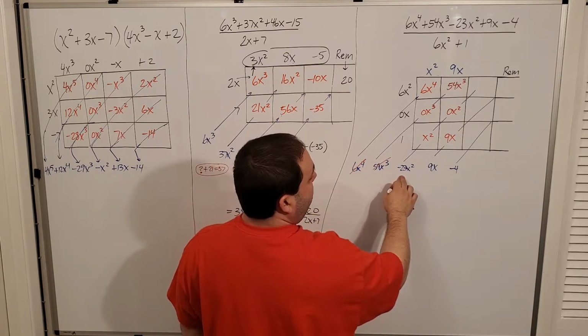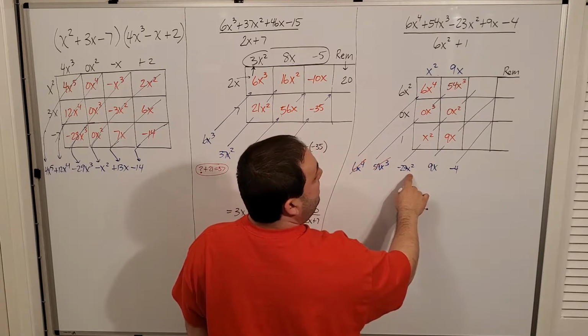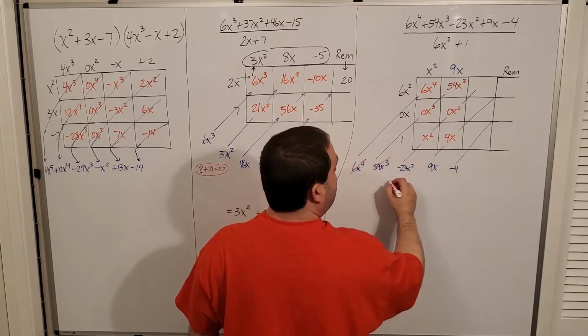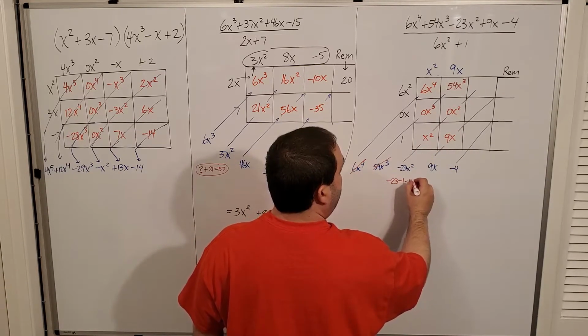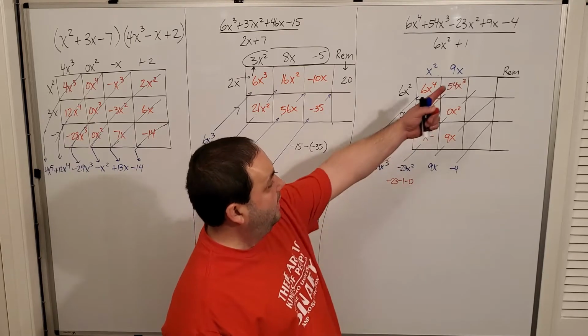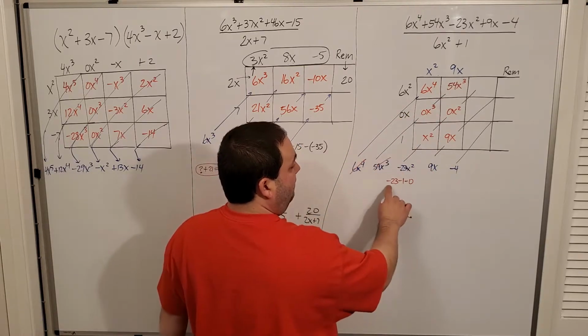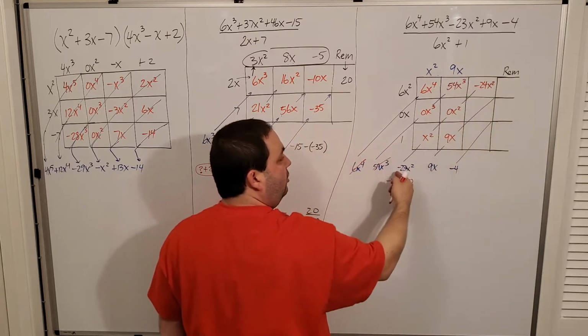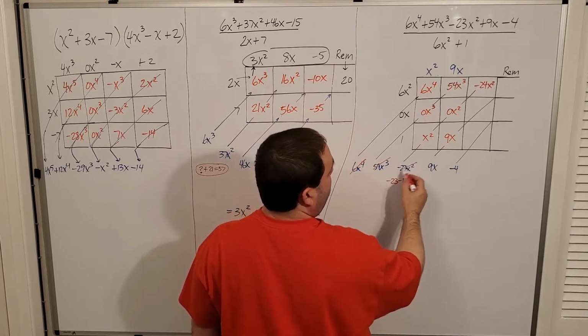On to the next one. Negative 23, and I've got to do minus 1 minus 0. That's going to be negative 23 minus 1 minus 0 so that I can get up to the top. That's going to give me a total of negative 24, and remember it's the x squared diagonal. So I'm done with that diagonal.